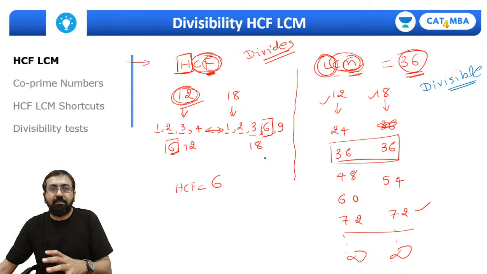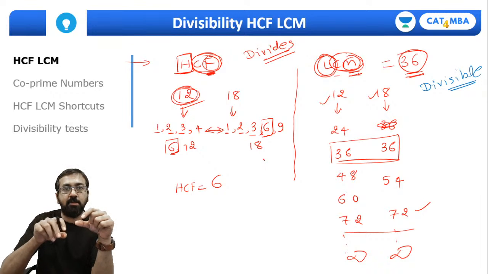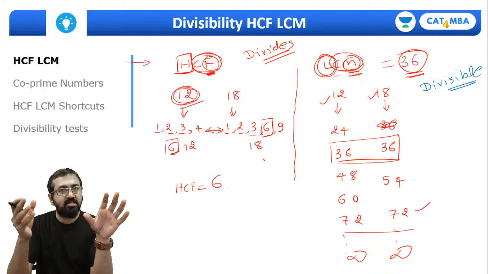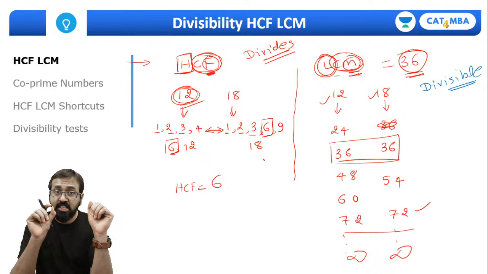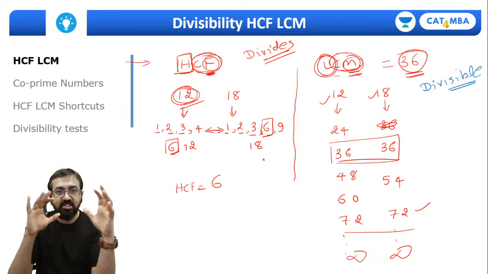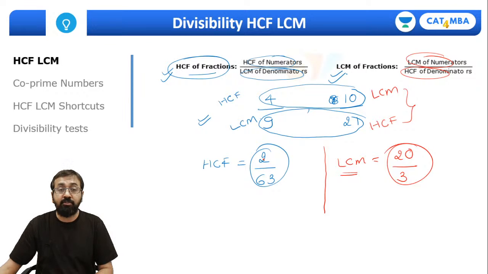Same way, LCM is the lowest common multiple, that is, a number which is completely divisible by the given numbers. So for example, for 12 and 18, what is the LCM? It's 36. So 36 is the smallest number which is divisible by 12 as well as 18. This is how you can quickly find out HCF and LCM, especially for 2-digit numbers. In fact, we had also discussed some shortcuts for that, so we'll quickly revise that. But once again, remember this formula to find out HCF and LCM of fractions.